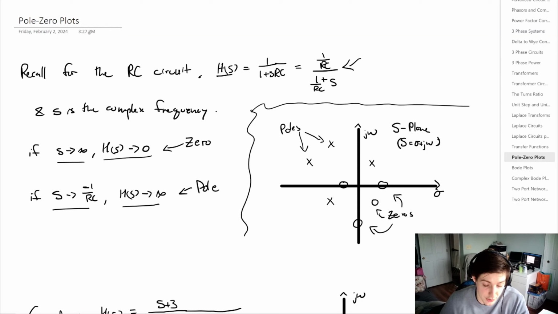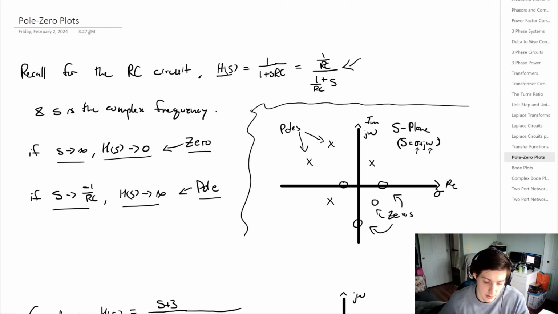And when the transfer function goes to 0, we call that a zero. Seems to make sense. And as the transfer function goes to infinity, positive or negative infinity, we call that a pole. Now if we look at the S-plane, we'll recall S is equal to sigma plus j omega. We have a real component and then a complex component. So we're going to have a real axis and an imaginary axis. Now breaking away from the RC circuit here, we represent our poles as x's and our zeros as o's.